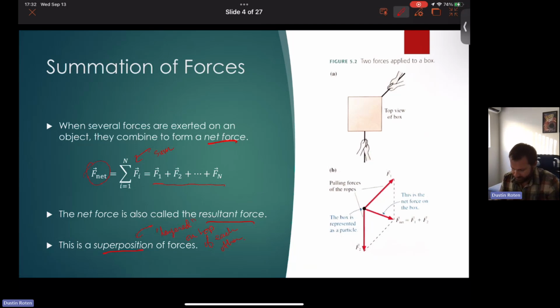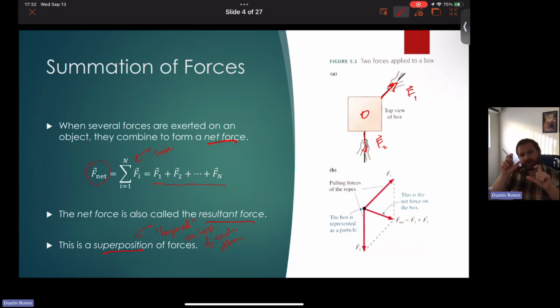We have some box. So here again is our object. And we have two forces being applied on it. We have someone pulling to the upper right. Okay, so we have one force vector going this way. Looks like this is F1. And we also have someone pulling straight down. So this is F2. Okay, remember these are vectors, so they need vector hats.